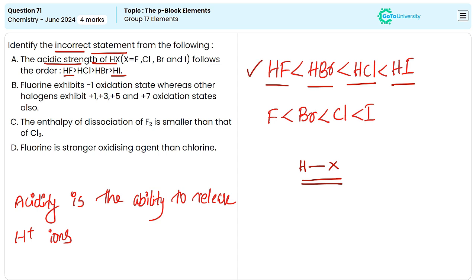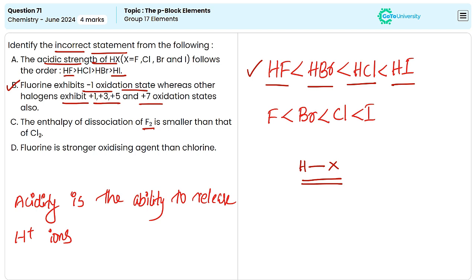The second statement says that fluorine exhibits -1 oxidation state whereas other halogens exhibit +1, +3, +5 and +7 oxidation states. This is a correct statement because due to the high electronegativity and small atomic size of fluorine, it is able to exhibit only -1 oxidation state. So this is a correct statement.